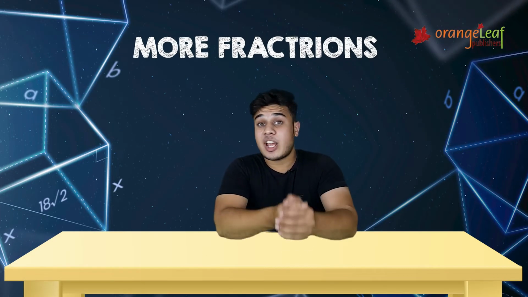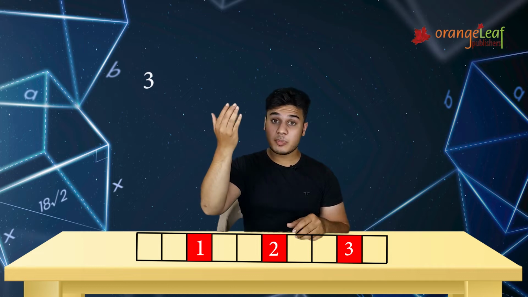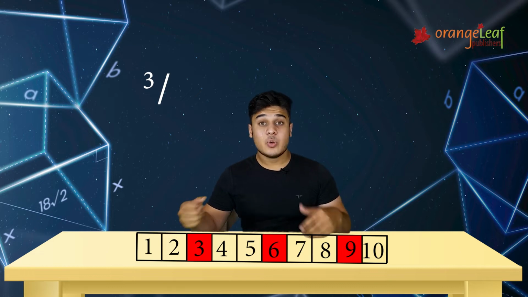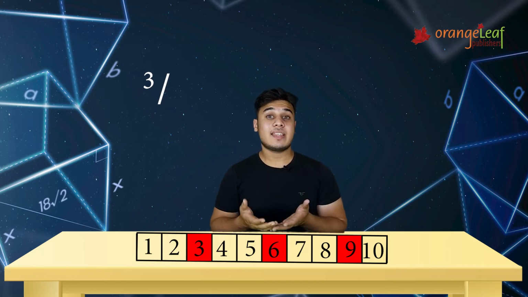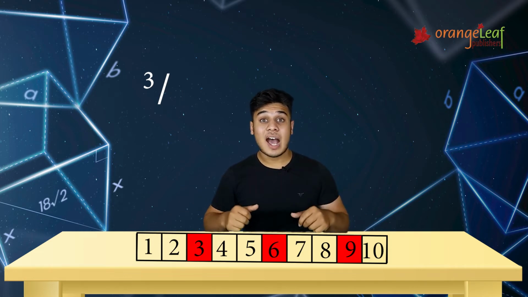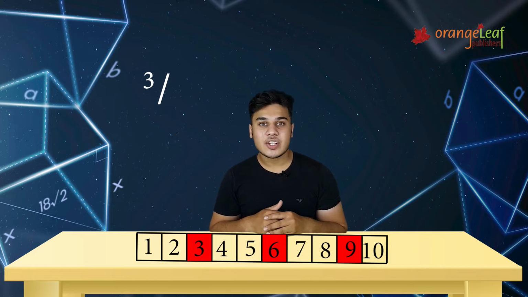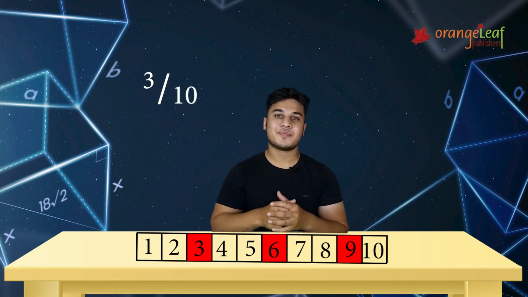Now let's talk about more fractions. Here is a rectangle divided into 10 parts. We can see that 3 parts of this rectangle are colored. So, to find the fraction, we need to put the number of colored parts on top, divided by the total number of parts. We can see that there are 3 colored parts, so 3 goes on top. Then the total number of boxes is 10, so the fraction is 3/10.